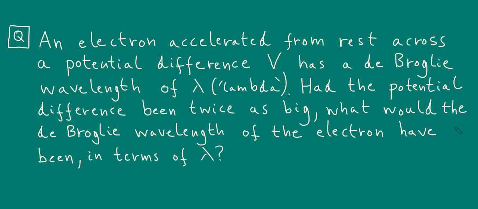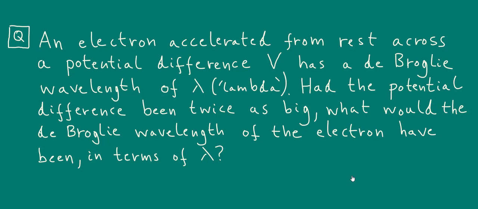An electron accelerated from rest across a potential difference V has a de Broglie wavelength of lambda. Had the potential difference been twice as big, what would the de Broglie wavelength of the electron have been, in terms of lambda? Please pause the video and have a go at this yourself. And when you're done, unpause it and we'll discuss the solution.